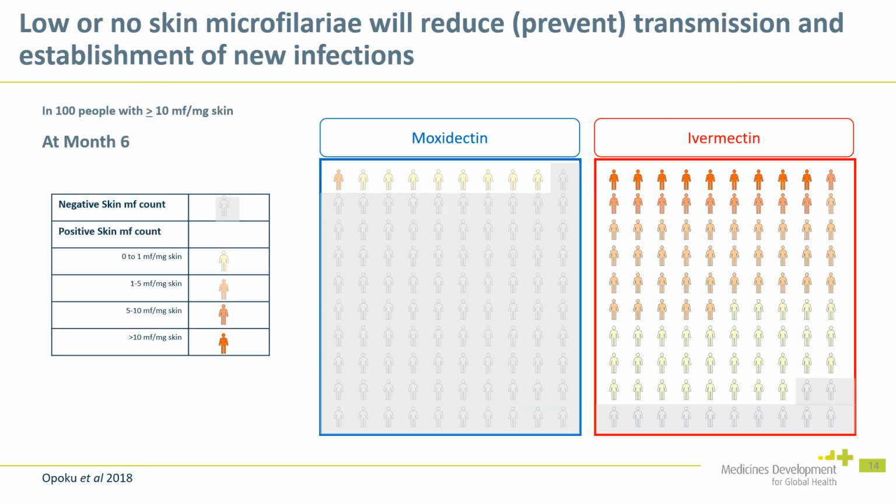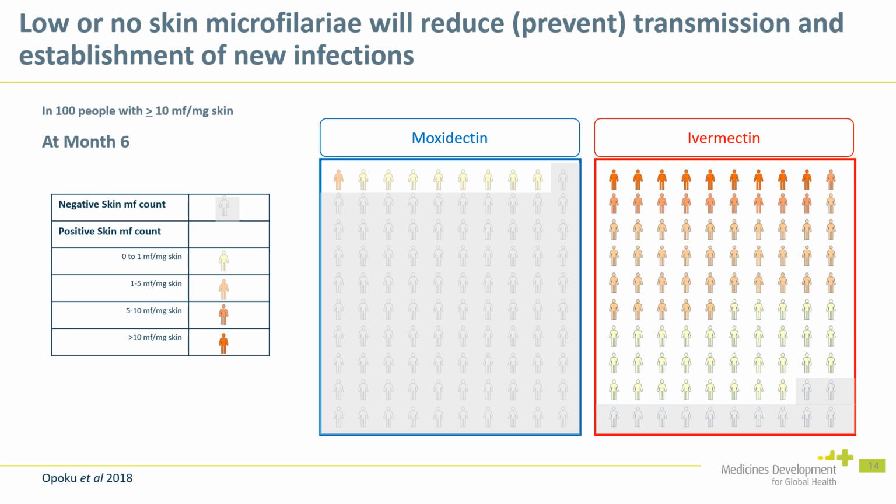If we think about the phase 3 study data another way, if we take 100 people in each of these 2 boxes with high levels of skin microfilariae and treat them all, 6 months after treatment with moxidectin, only 9 of the 100 people would have detectable skin microfilariae, and each of those that did have it would have very low levels, compared with the ivermectin group on the right.